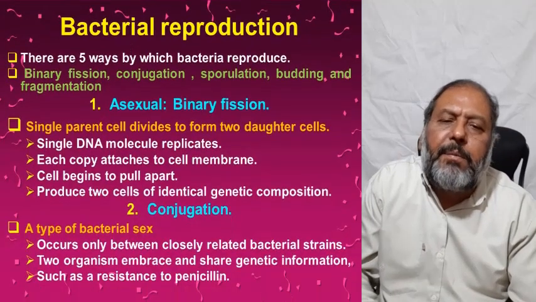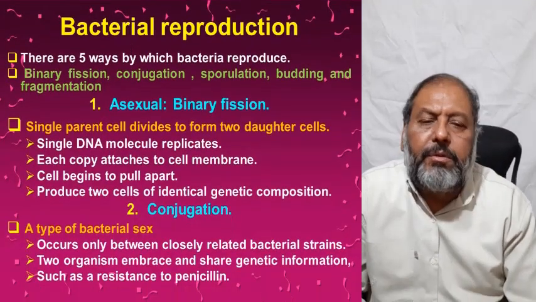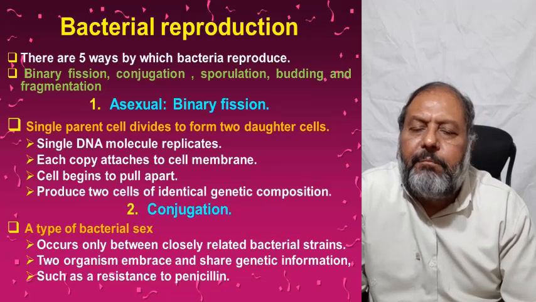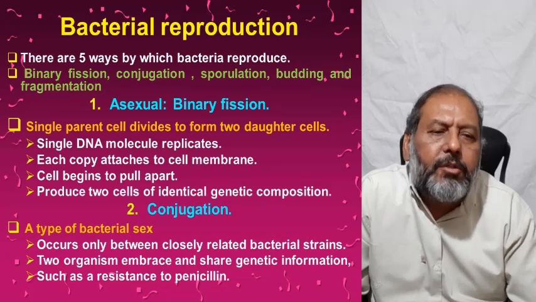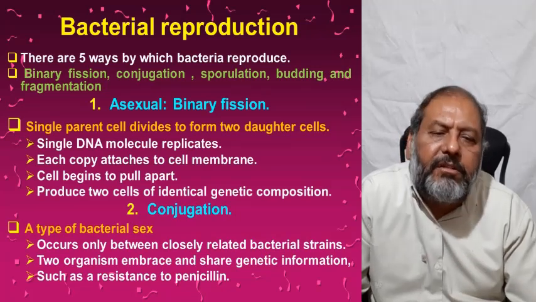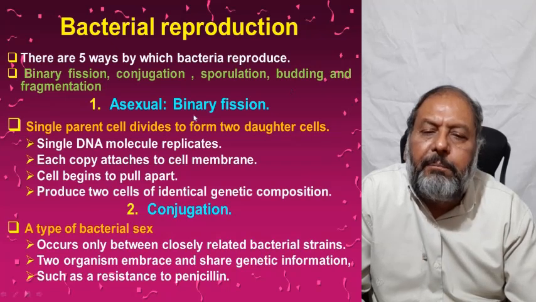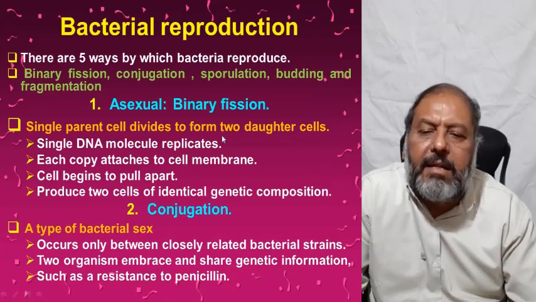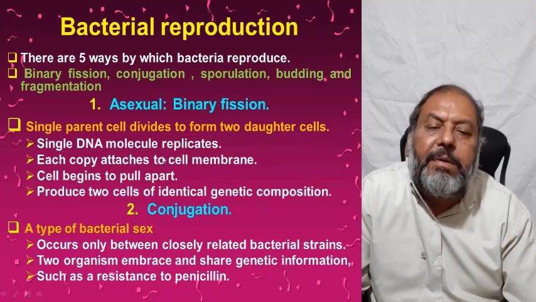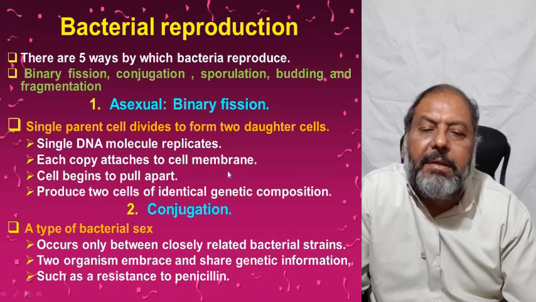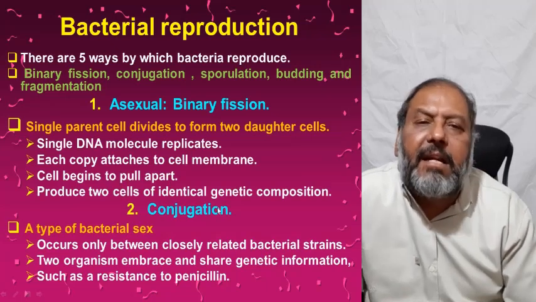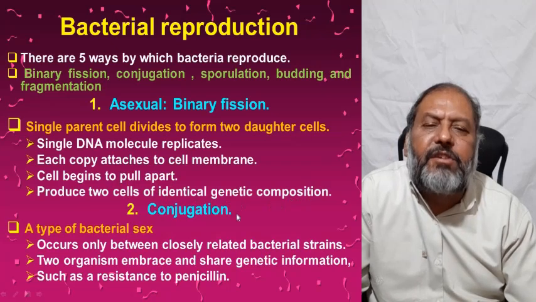Now, bacterial reproduction: how do the bacteria reproduce and divide? There are 5 ways by which bacteria reproduce: binary fission, conjugation, sporulation, budding, and fragmentation. Asexual reproduction is the binary fission. A single parent cell divides to form 2 daughter cells. A single DNA molecule replicates, each copy attached to the cell membrane. The cell begins to pull apart and produces 2 cells of identical genetic composition.